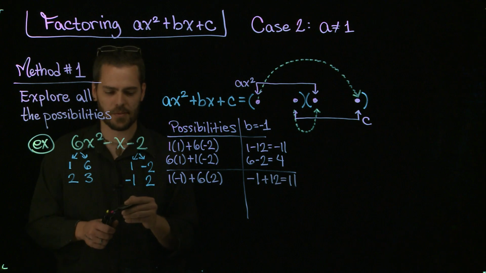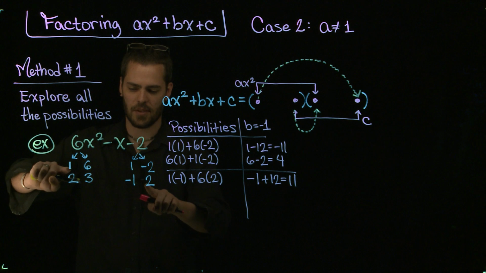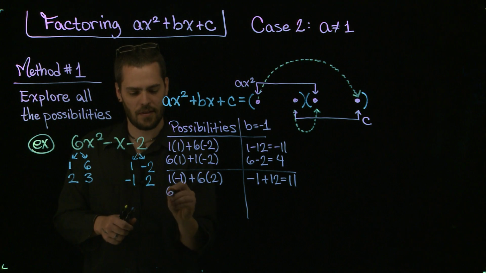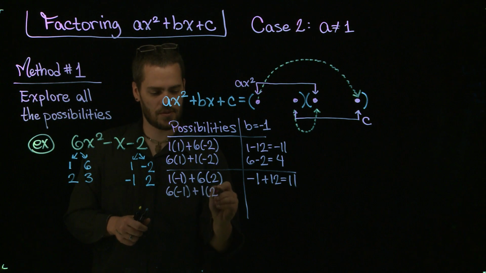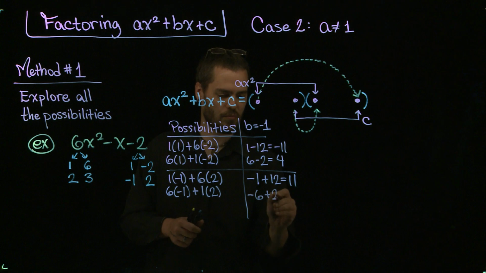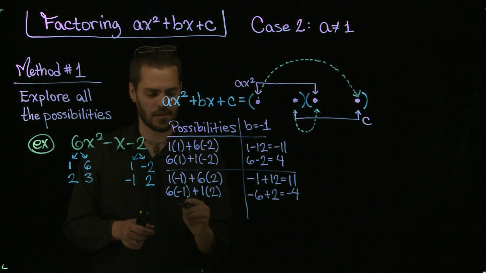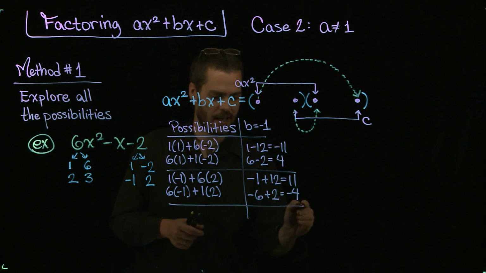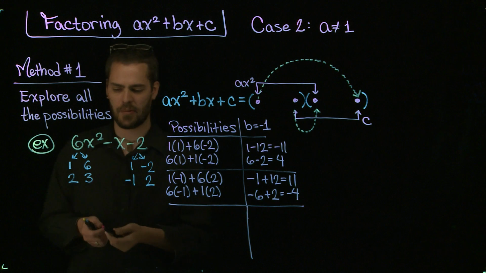No, that doesn't work, so let me try that the other way around. Let me do 6 times negative 1 plus 1 times 2, which gives me negative 6 plus 2, which is negative 4. I'm still not there yet. I still don't have negative 1 as the sum of the products. So I'm just going to keep going. Let's see how many possibilities.